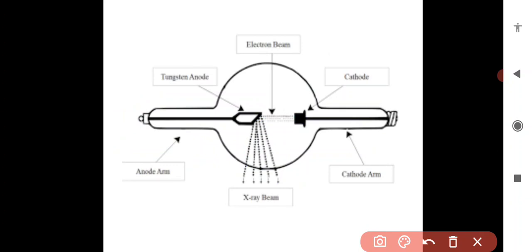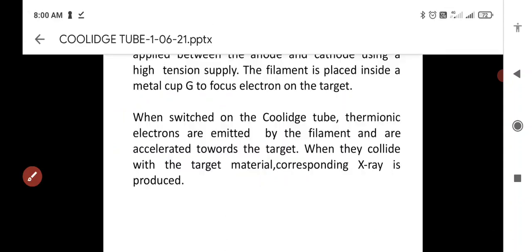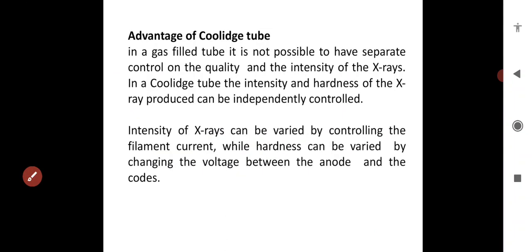Then what are the advantages of the Coolidge tube? In a gas-filled tube, it is not possible to have separate control on the quality and the intensity of X-rays. In a Coolidge tube, the intensity and hardness of the X-rays produced are independently controlled.